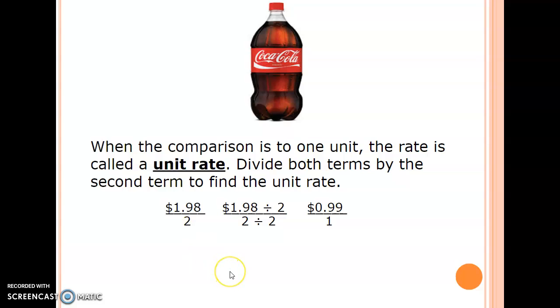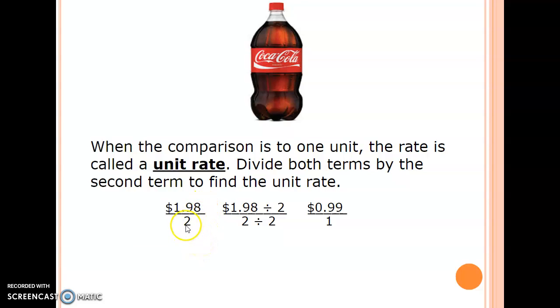When the comparison is to 1 unit, the rate is now called a unit rate. Think back to one of our previous lessons when we talked about what a unit is. A unit is for every one. So we're looking at the price for every 1 unit. In order to do that, we have to divide both terms by the second term to find the unit rate. When we talk about the second term, we're talking about the denominator, which is down here at the bottom of our fraction, which is 2. The reason we're doing that is because we're trying to find the price per liter.